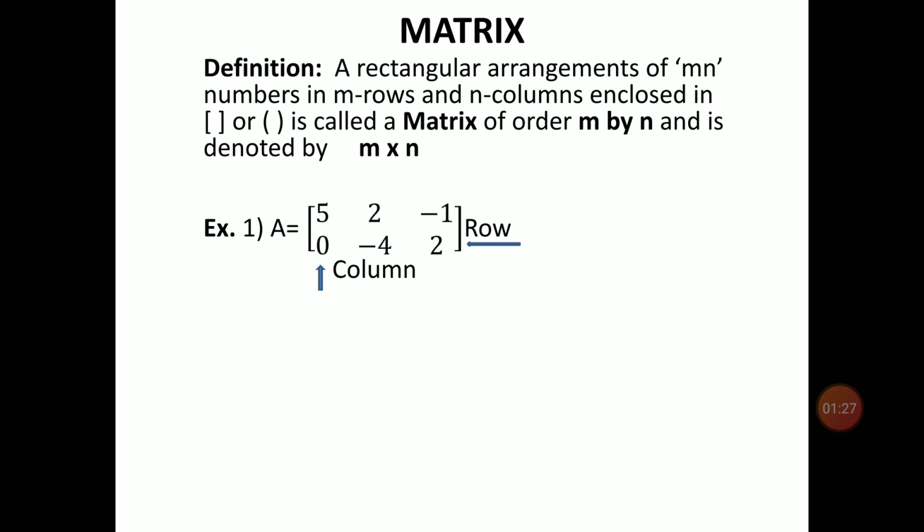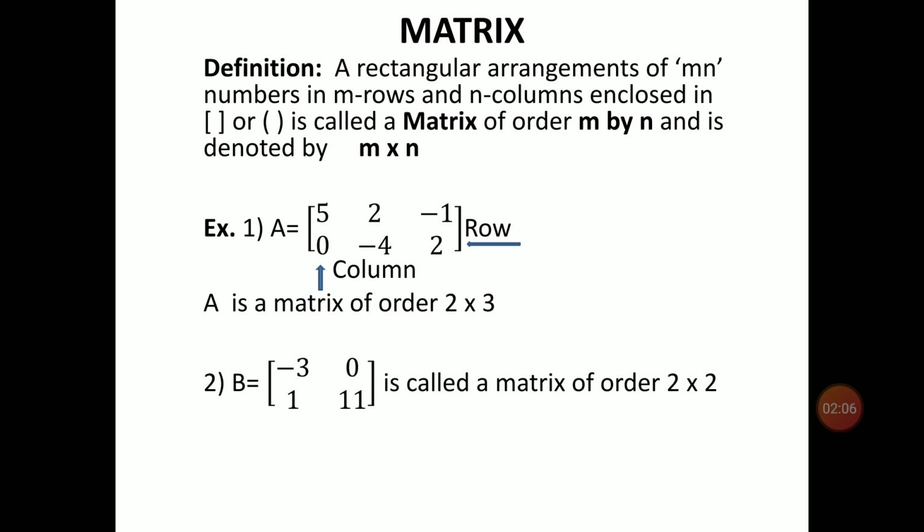Columns are nothing but the vertical lines. So in the first vertical line the elements are 5, 0, in the second 2, minus 4 and in the third minus 1, 2. So how many columns are there? 3 columns, and hence we say it is a matrix of order 2 by 3. Whenever we denote the order of a matrix, the first element denotes the number of rows in the matrix and the second element denotes the number of columns in the matrix. Therefore, it is a matrix of order 2 by 3.